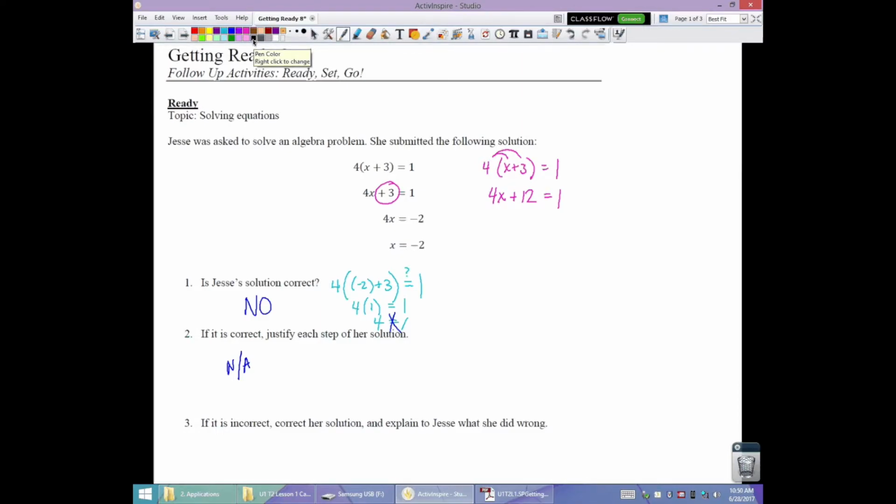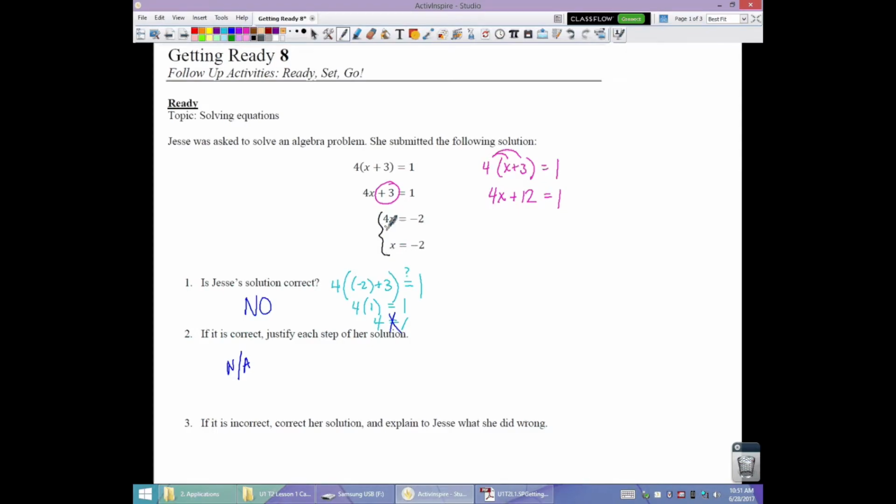As I look at her last 2 steps, if 4x is equal to -2, then certainly x cannot also be equal to -2. So she just kind of ignored the 4 rather than divide it on both sides. Okay? So she actually made 2 mistakes. She forgot to distribute the 4, and then she didn't divide both sides by 4 either. She just erased the 4.